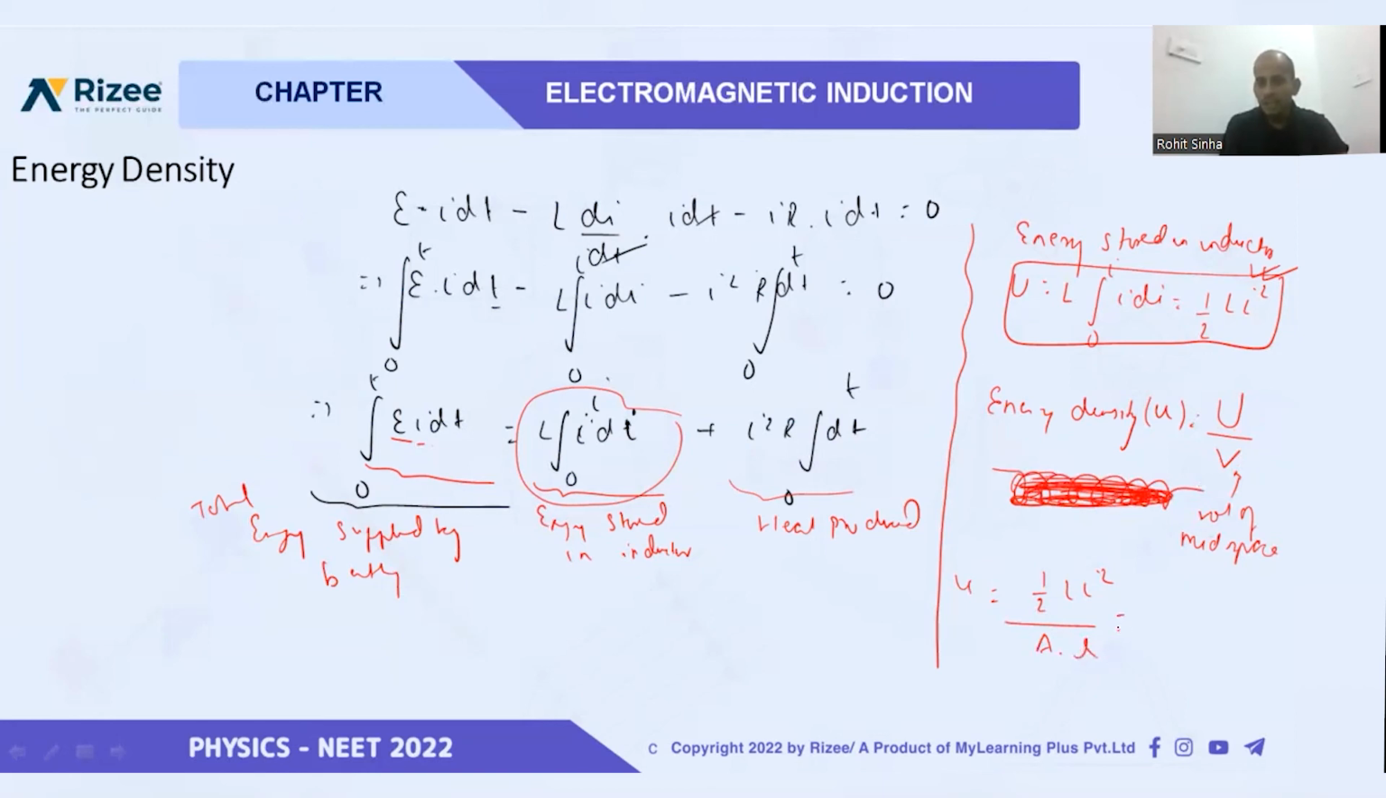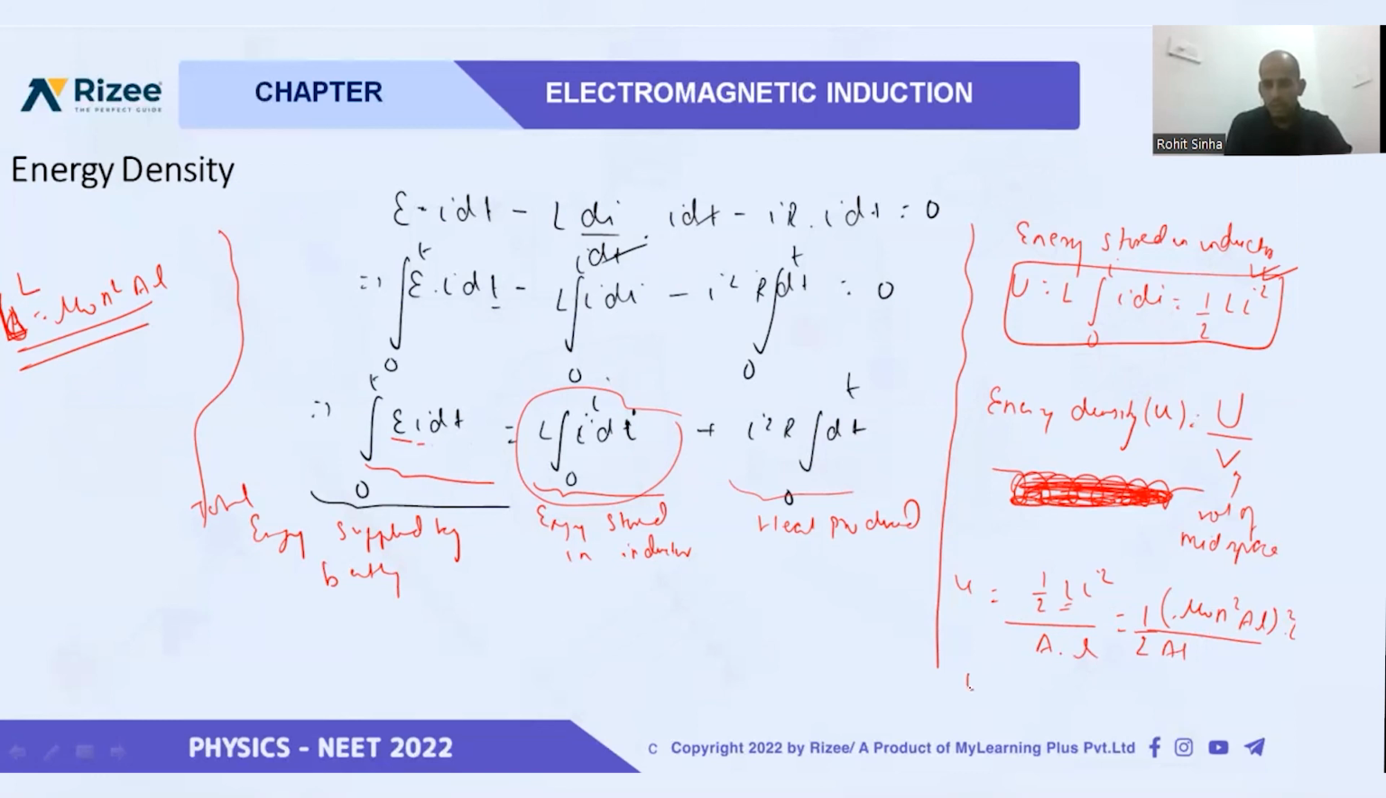Now we can write the self inductance of a solenoid. You remember the self inductance of a solenoid? It is L equal to mu naught n square A l. This was the self inductance of a solenoid. Put here half mu naught n square A into l into I square, and solve this.